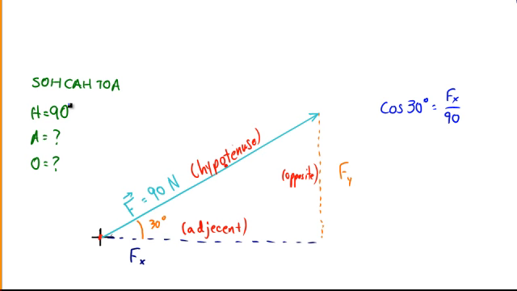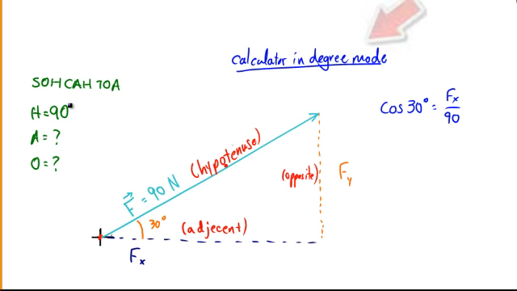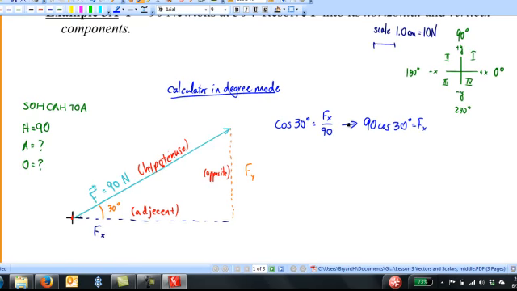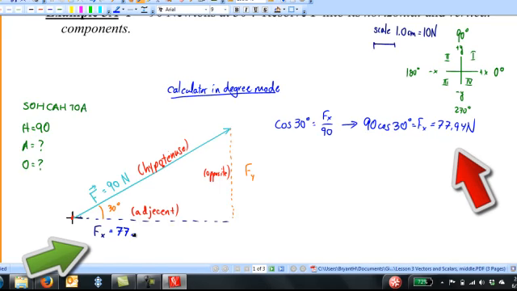You need to make sure that your calculator is in degree mode when you do these problems. And now I have a mathematical equation. I can solve that equation. I multiply both sides by 90. Now I put in the numbers, and I get 77.94. And I'll go over here down to my right triangle and write that result in.